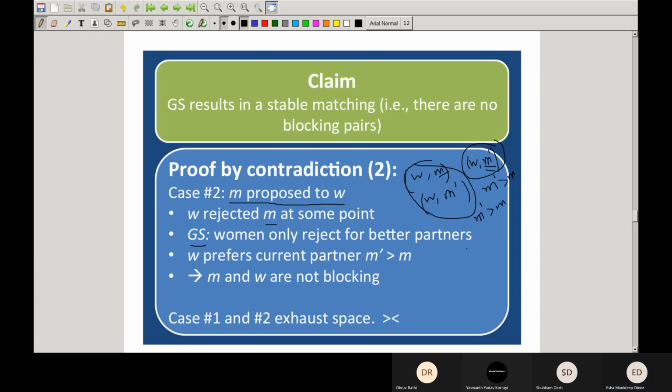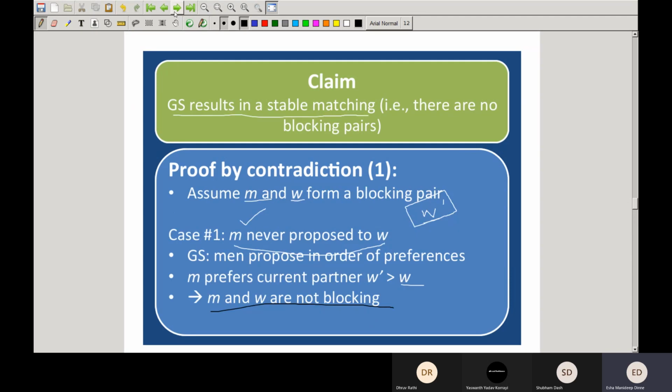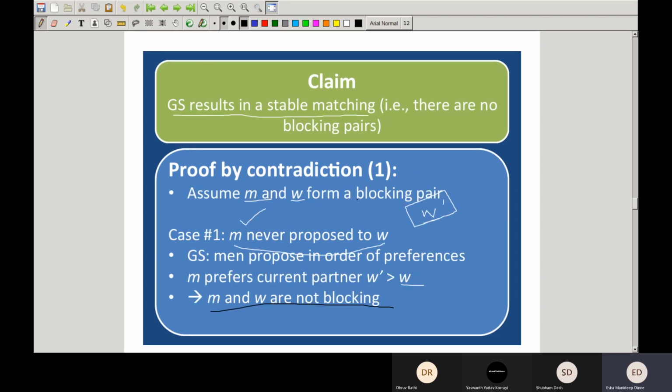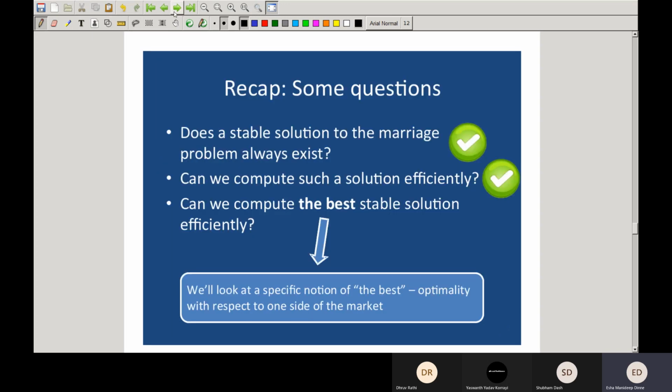that they are blocking. Because W is currently with M dash and prefers him more than M. So M and W are not blocking. Basically, these two exhaust the cases, because whenever some man and woman are not a pair, either M proposes to W or M does not propose to W. So in each case we came up with a contradiction that they are a blocking pair. So we can conclude that there exists no blocking pair in the matching generated after Gale-Shapley. So this proves that Gale-Shapley results in a stable matching.